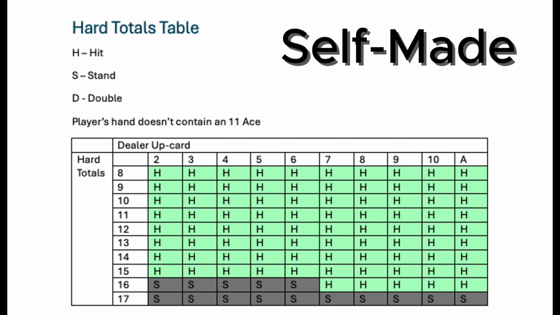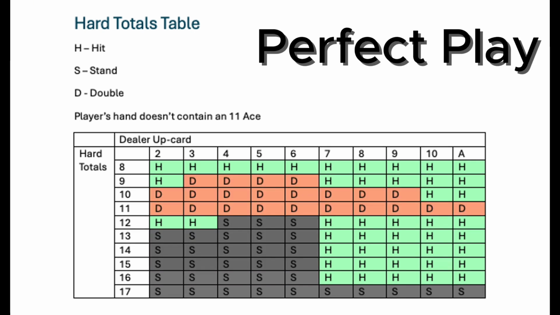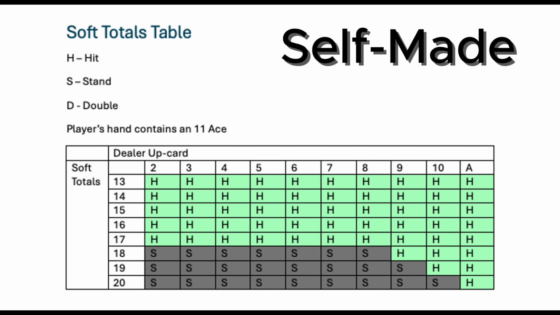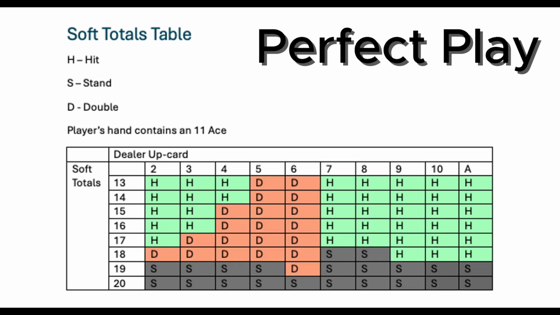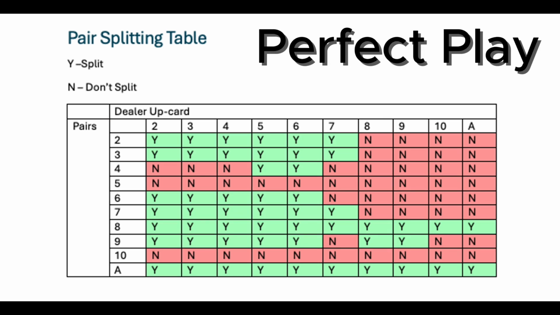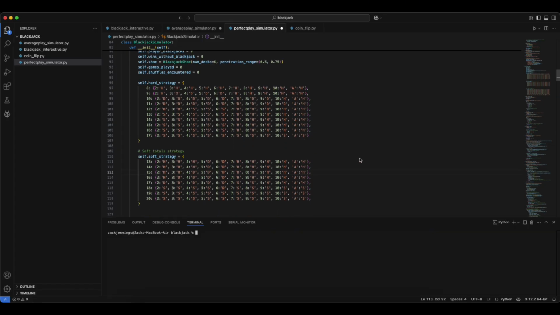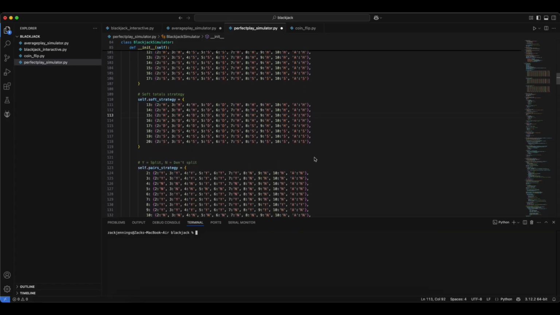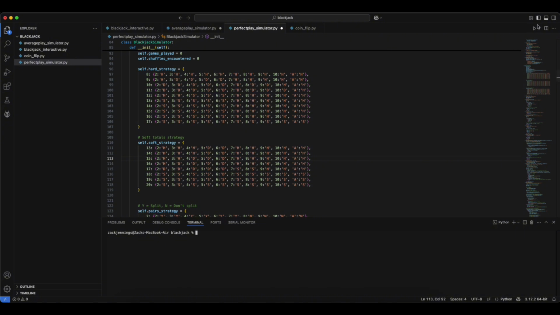So I did some research to find out what perfect blackjack play actually looks like, and as you can see, there are big differences between my self-made strategy tables and the perfect play strategy tables, mainly in their use of doubling and splitting. Who would have thought that splitting twos is actually considered optimal in some situations? Here we have the perfect play strategy tables implemented into our simulator. Let's simulate 100,000 games.